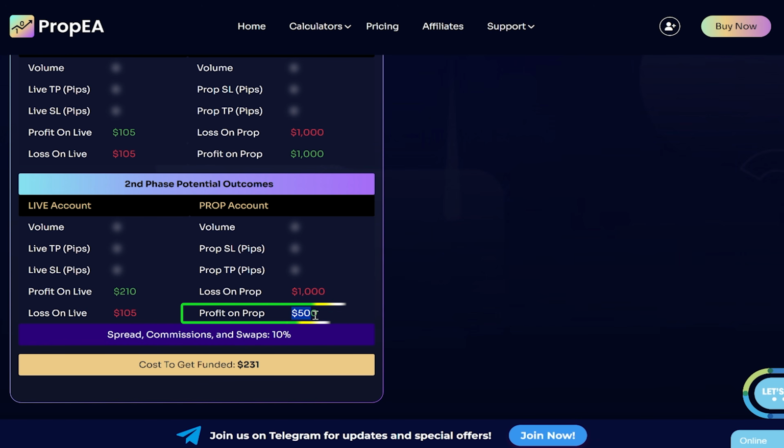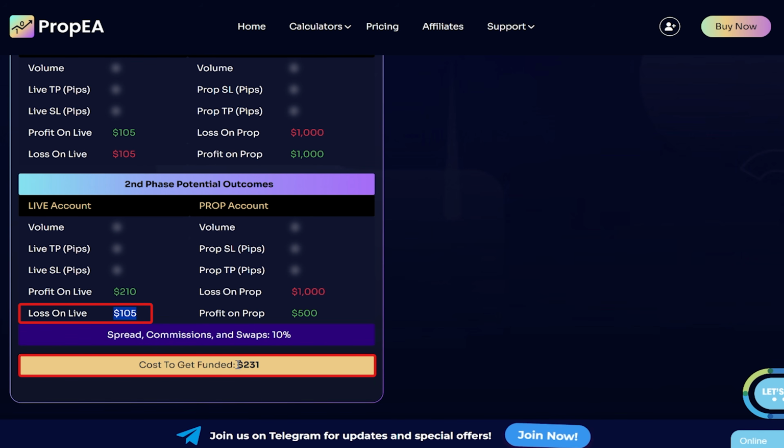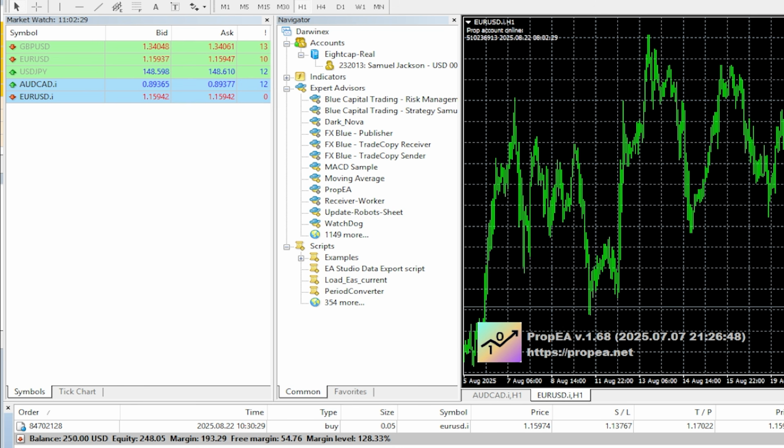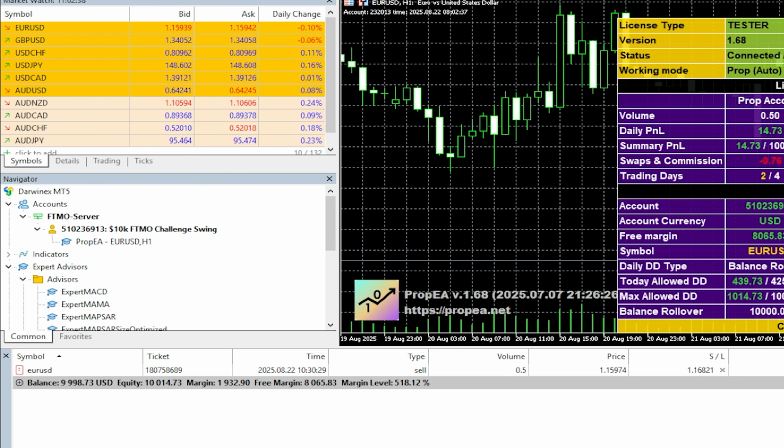If we then pass the final challenge, well, it's cost us another 105, and it's saying instead of your initial 105 cost to get funded, it's 231. So it'll cost you slightly more when you eventually do pass, but it's a far more controlled way of knowing the cost of the prop account that you're going to get funded with. Let's now take a look at the EA setup. I've got the Prop EA installed here. So I've got the 10K FTMO challenge on my VPS, and I've also got the $250 hedge account, slightly more than the 231.